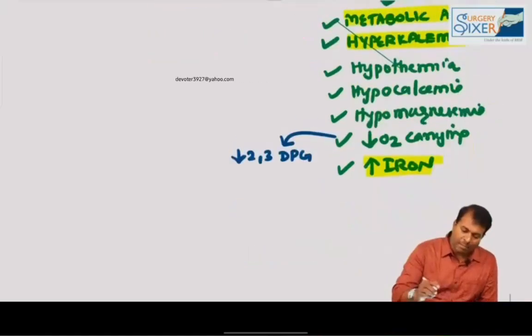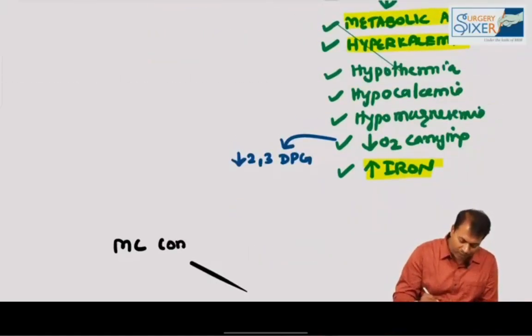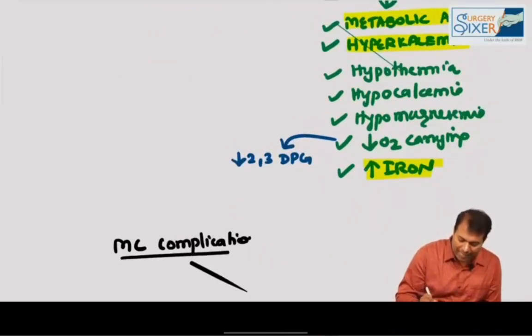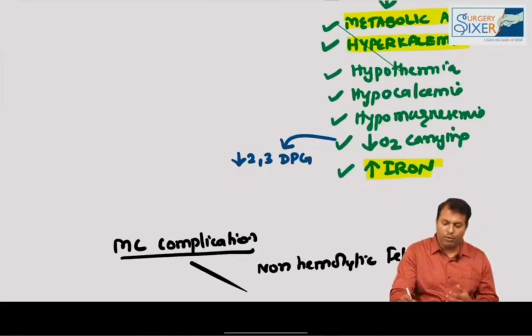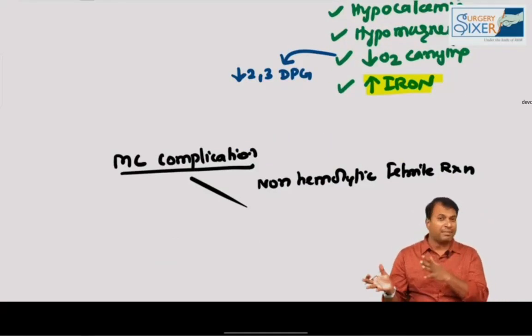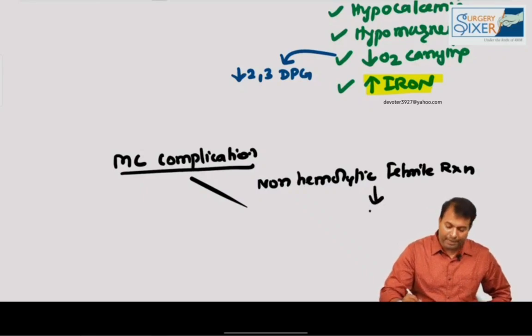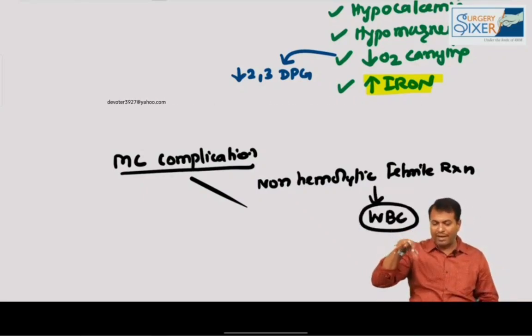Okay, when you are doing a blood transfusion, what is the most common complication? The most common complication of blood transfusion is non-hemolytic febrile reaction. Most of you would have seen this reaction. The patient has fever, chills and rigors, and you immediately give an antipyretic. What is the reason for this? It is due to the WBC present in the donor's blood. The WBC present in the donor blood causes non-hemolytic febrile reaction.